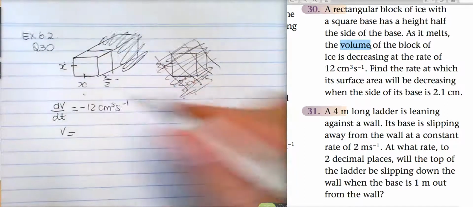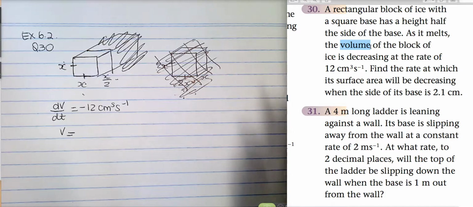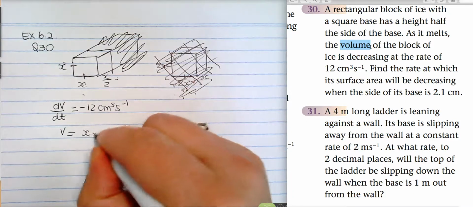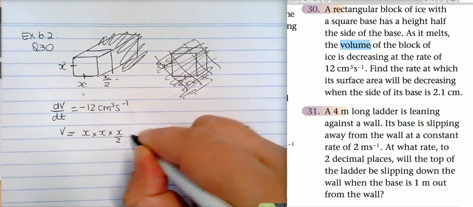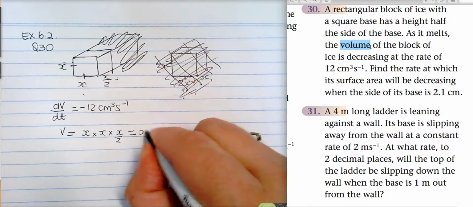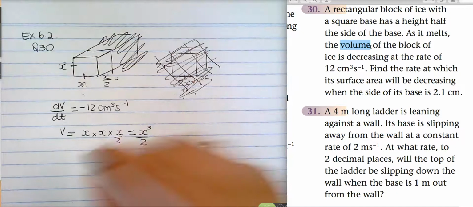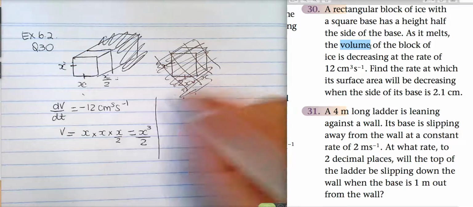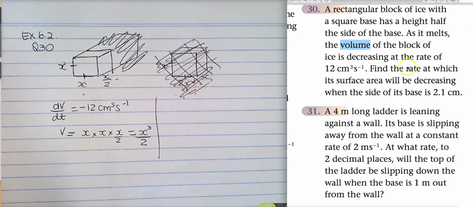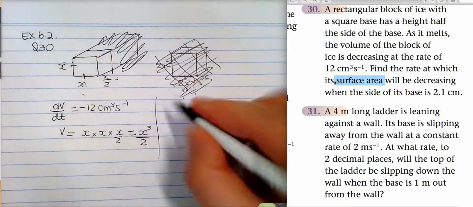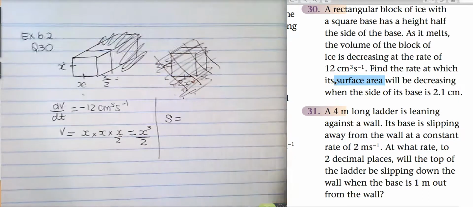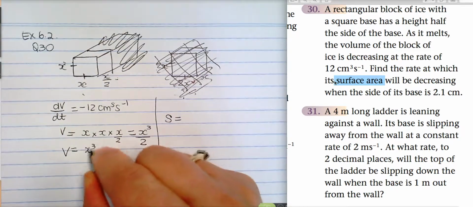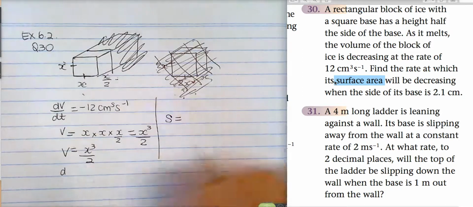Formula for volume is what? Height times base. Those three multiplied by each other. So it's x times x times x on 2, which is x cubed on 2. What do we need? Another formula for the surface area. So we'll need a formula for that. Surface area is what? So we've got volume is x cubed on 2. We'll have to do something with that later.